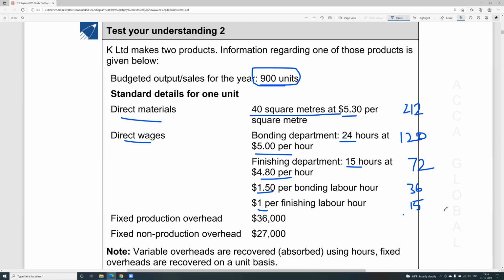Now this total is my prime cost: 212 plus 120 plus 72 plus 36 plus 15, which is 455. Okay, 455 is my prime cost. Now understand this, we found out the prime cost. This is for 1 unit. Now if it is for 900 units, it is 455 into 900. That's it.